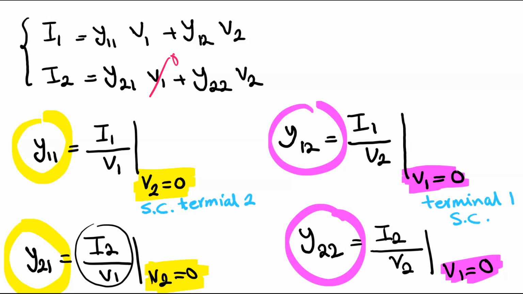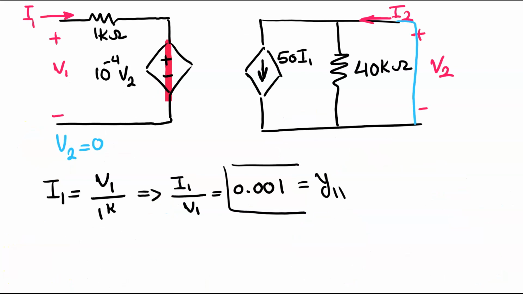The second parameter that I can find when V2 is equal to 0 is Y21, and that's equal to I2 over V1. So I have to find the current of my output terminal. In my output terminal, the current I2 is equal to what is going here plus what is going in this direction. Because the output terminal is short-circuited, no current will go to the resistor, and all the current prefers to circulate in the short-circuited path.